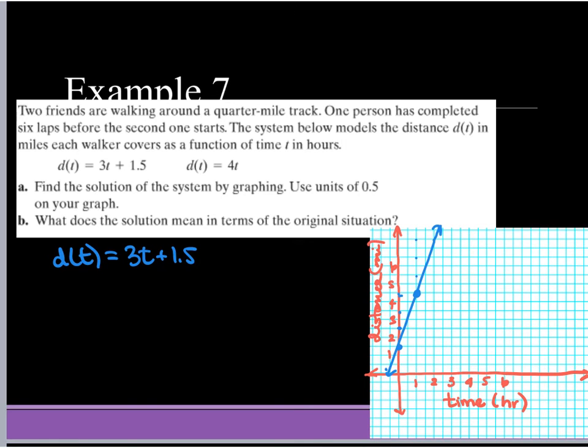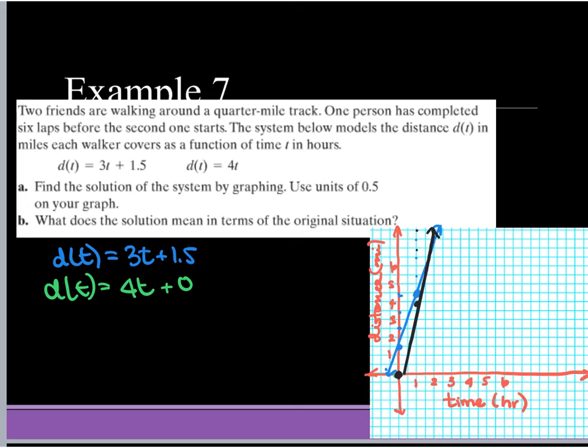Then I'm going to do the same thing for d of t equal to 4t. Now really, that's 4t plus 0, so I'm going to start out at 0, 0, and I'm going to go up 4 and over 1, up 4, and I'm going to change it to black over here on my graph. I think that might be easier to see. And then I'm going to connect these points and see where we end up.